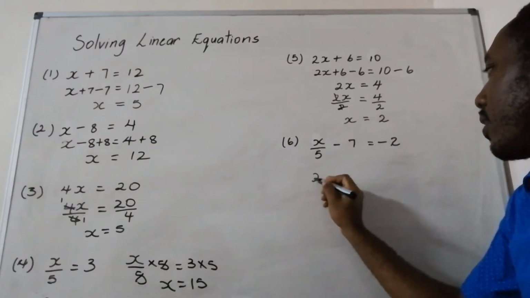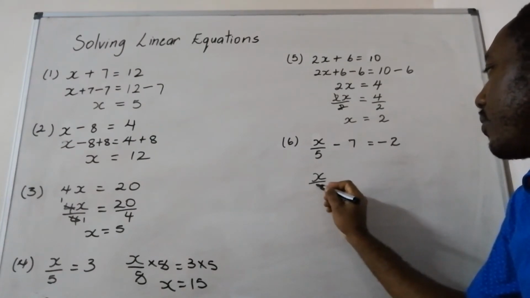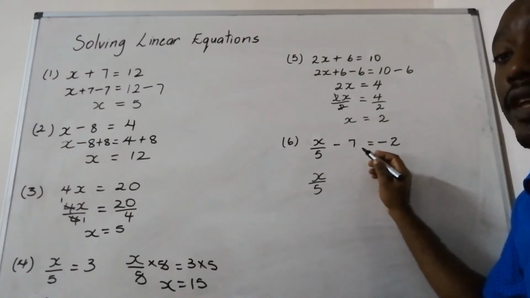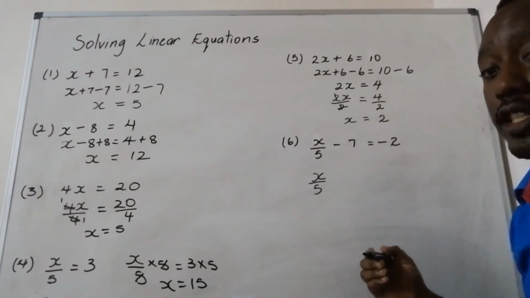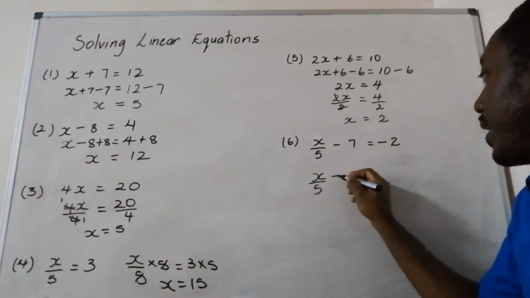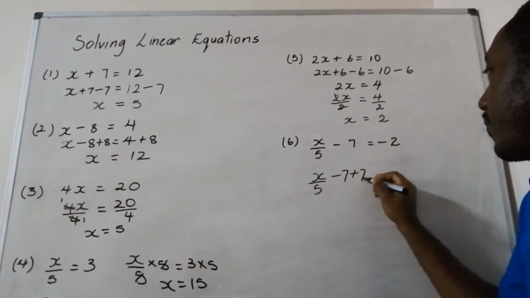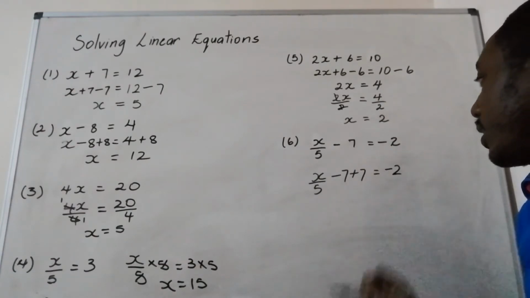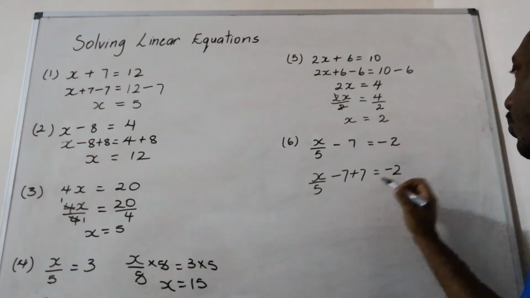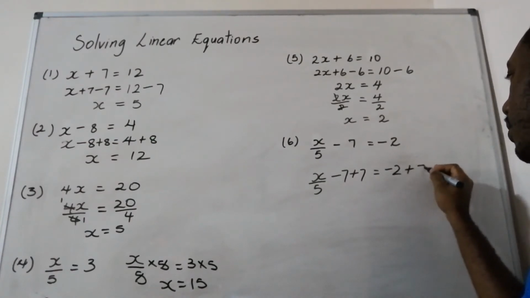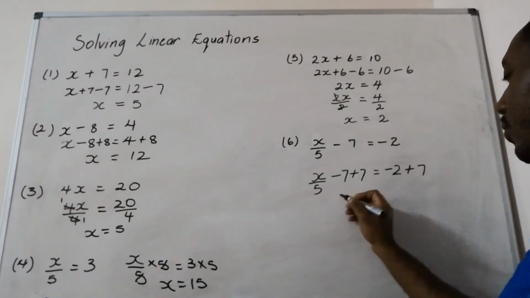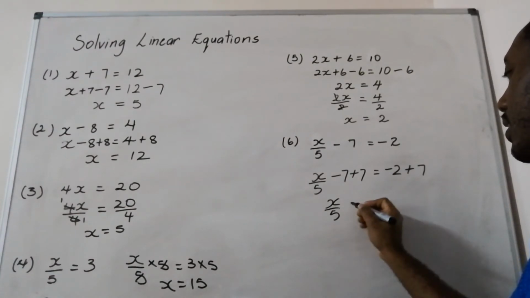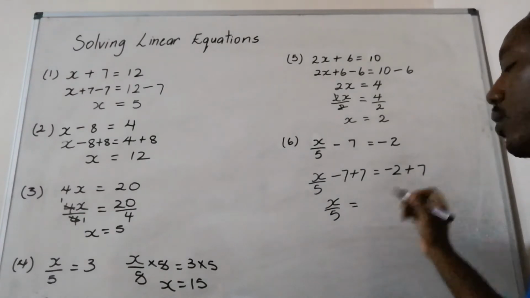x over 5 minus 7 is equal to negative 2. Since it's a minus there, to get rid of the 7, we do the opposite of subtraction, which is addition. Minus 7 plus 7 is equal to 0. Since we are adding on that side, we do the same on the other side, plus 7. So we will have x over 5 is equal to negative 2 plus 7.